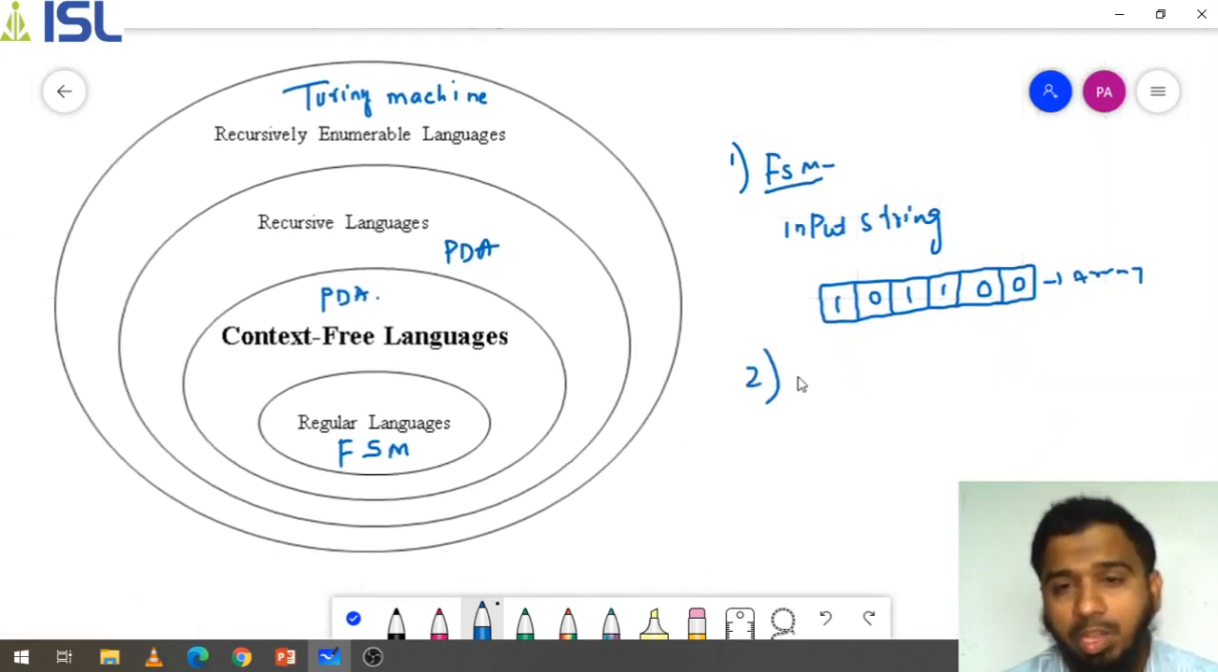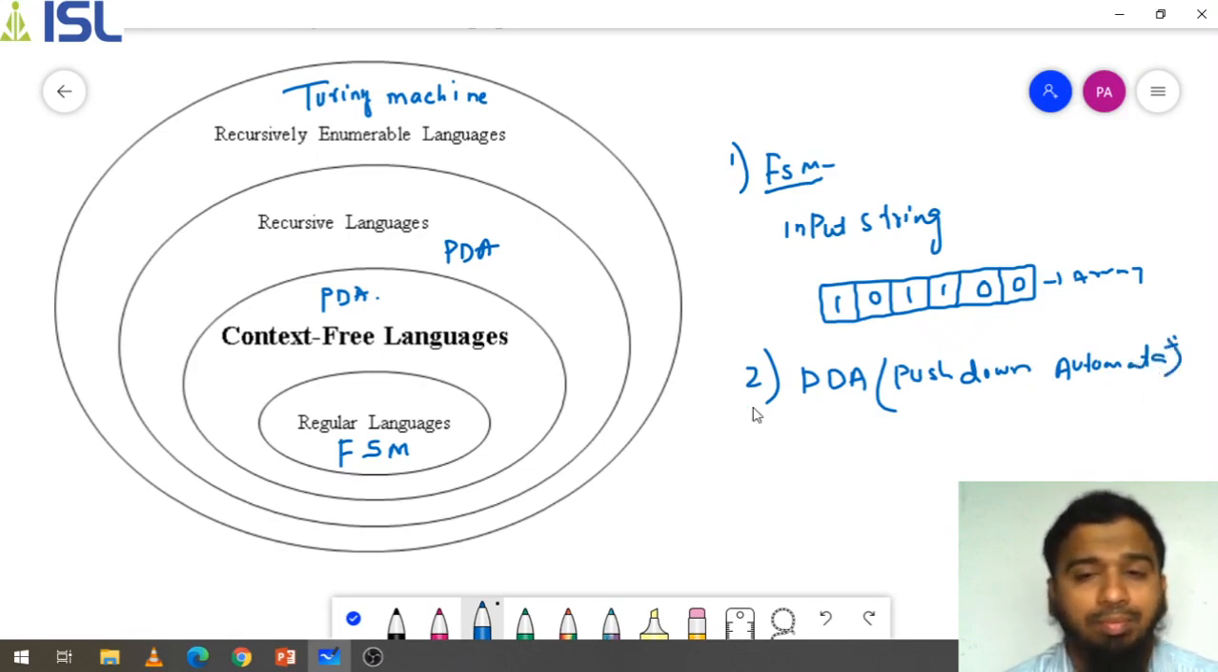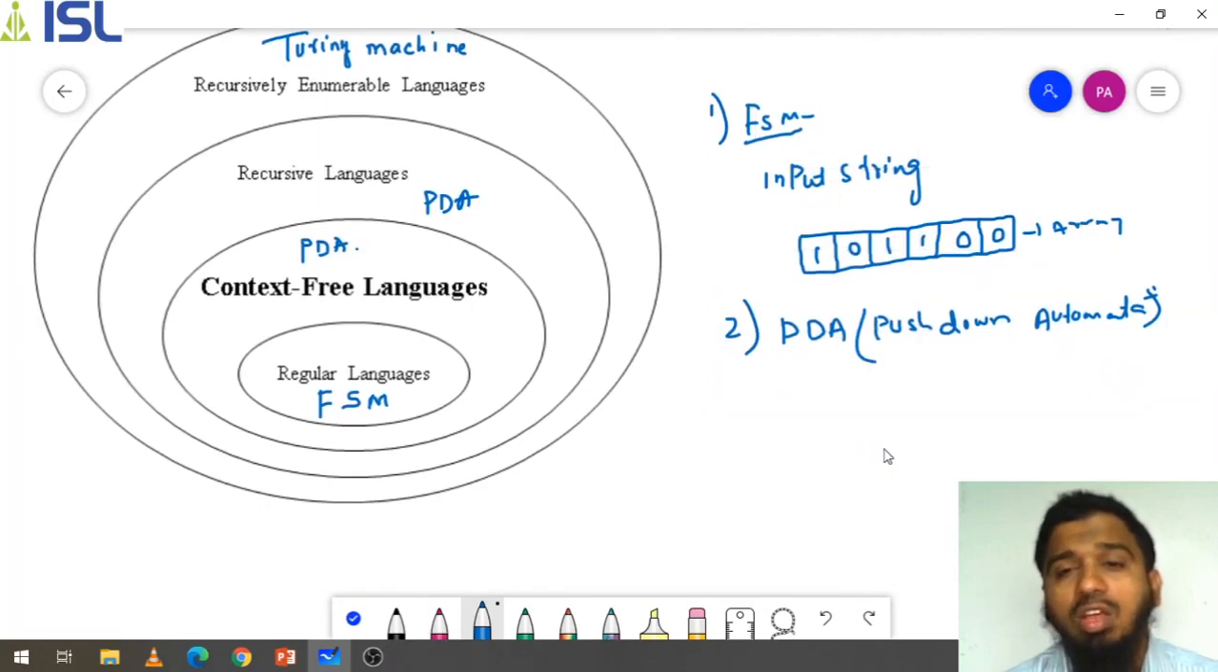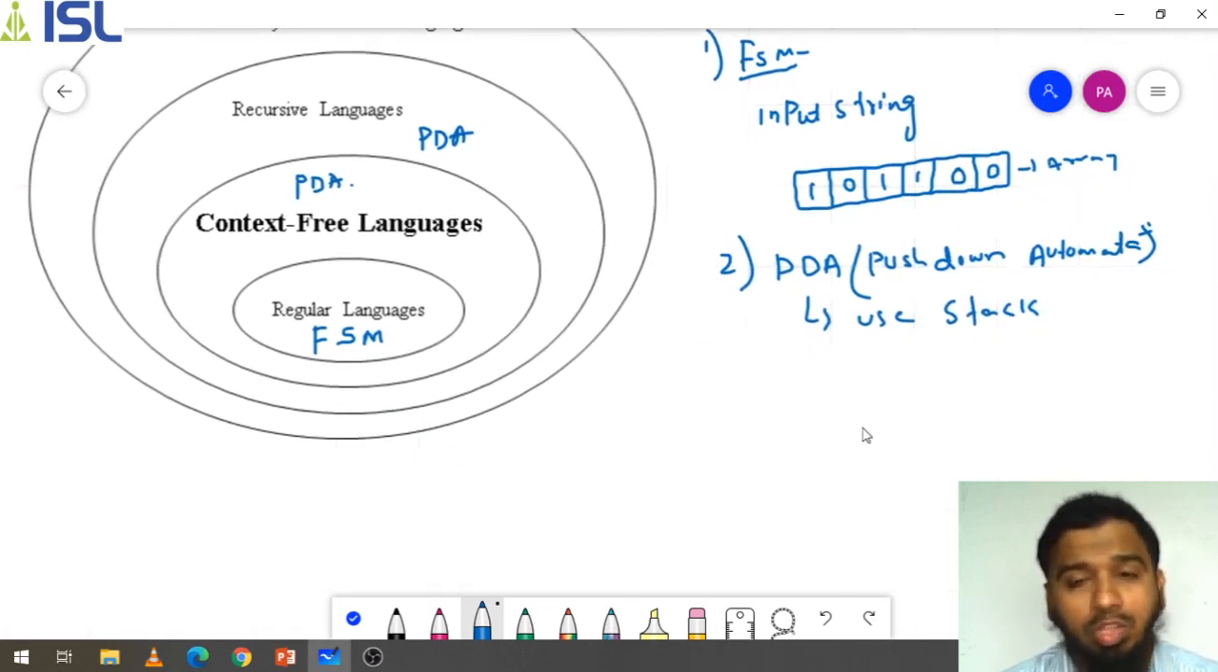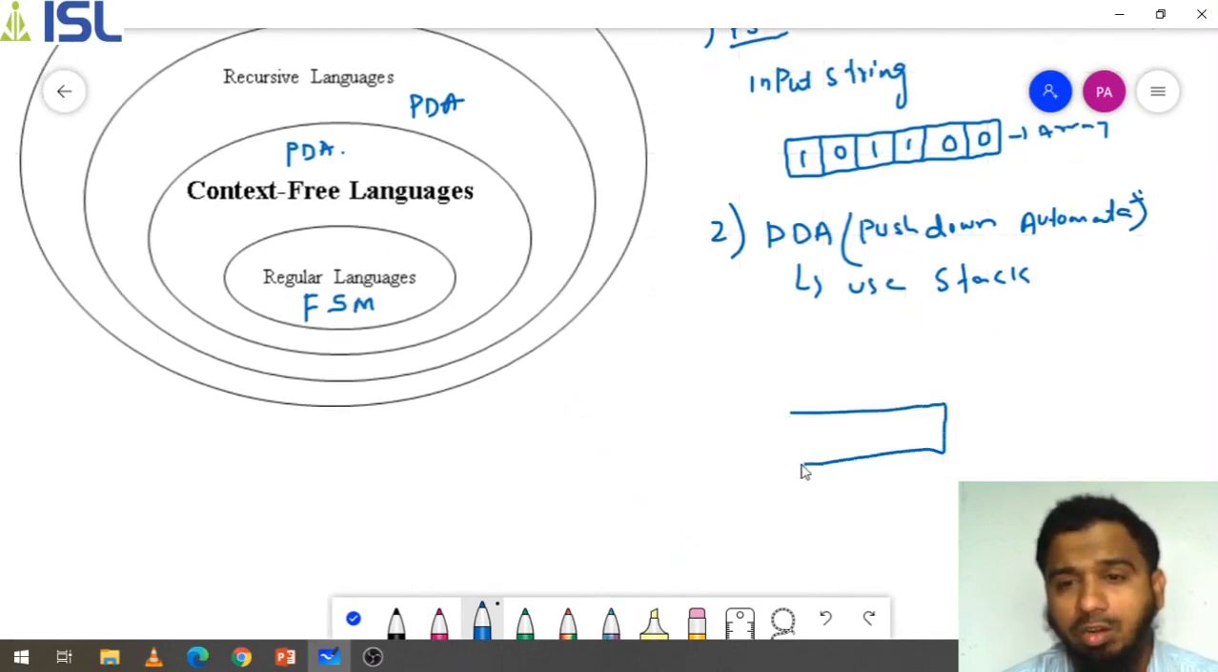The second one is PDA. What is PDA? Pushdown automata. In the pushdown automata, it will take the input string, but it uses the stack. If you see the previous video, then you can easily understand what a pushdown automata is. Here is a string example, 1, 2, 3, 4, 5. I will take the same string 1, 0, 1, 1, 0, 0, anything you can take. So this is my string.